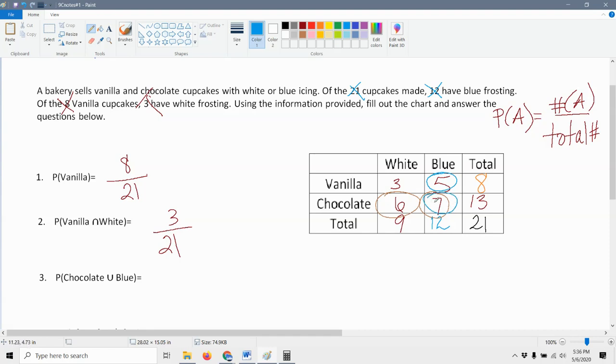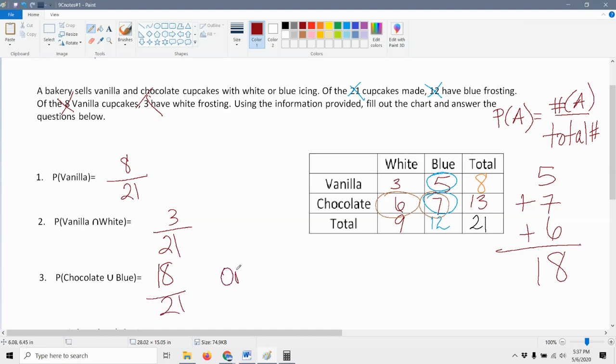But here's the thing. If we use the totals, see how we've circled that 7 twice? If we were to use the totals, we would add that 7 twice. We don't want to do that. We're only going to add each of these one time. 5 plus 7 plus 6. Okay? And when we add that up together, that's going to be 18. So the probability of one of these cupcakes being chocolate or blue is 18 over 21.